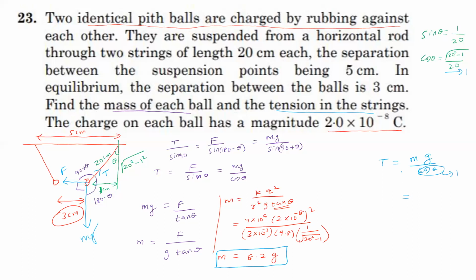M we know is 8.2 gram, that you convert into kilogram, so 10 power minus 3. And g value we can take as 9.8, almost 10. So we are getting the answer as 8.2 into 10 power minus 2 Newton. So tension in this string is 8.2 into 10 power minus 2 Newton. Otherwise, you can substitute the value of cos theta directly as square root of 20 square minus 1 divided by 20, and g value 9.8, and you will also get 8.2 into 10 power minus 2 Newton as the tension in this string. Let us solve another sum.